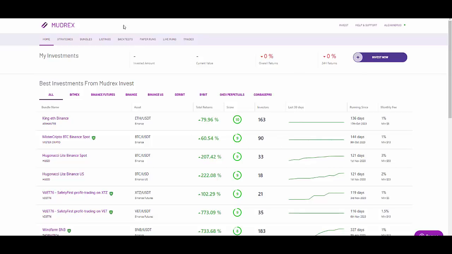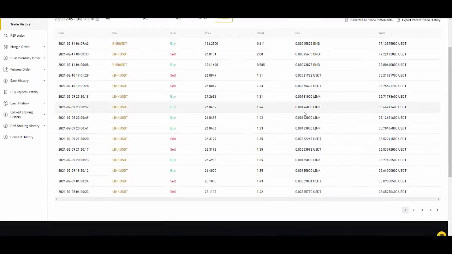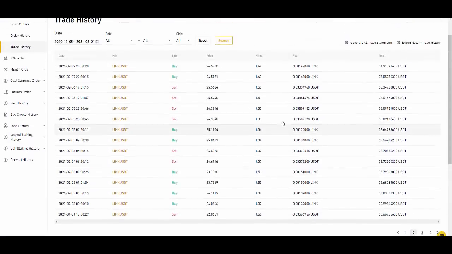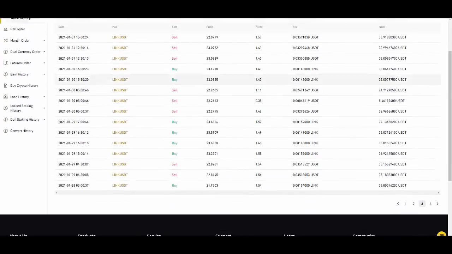So yeah, here is my Binance account. You can see all the trades that were happening on my account. These were linked to USDT. These are my own trades to the BNB, never mind. But you can see the trades that the bot was making here. I linked USDT, as you can see, all of those trades. So it is truly working. And this all checks out with the thing I was showing you on Mudrex itself.